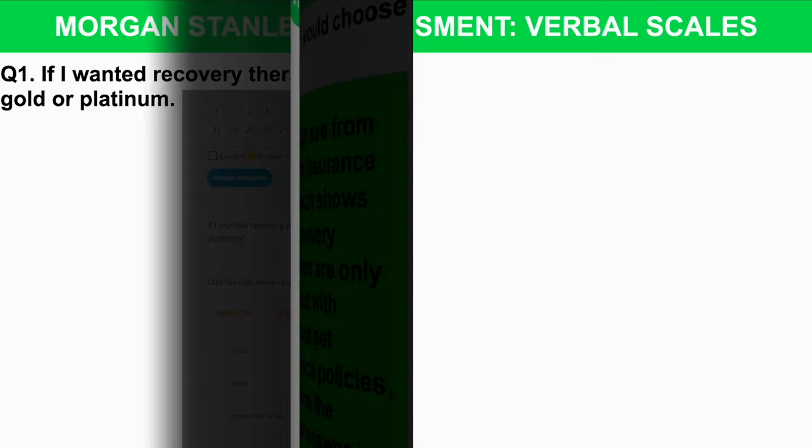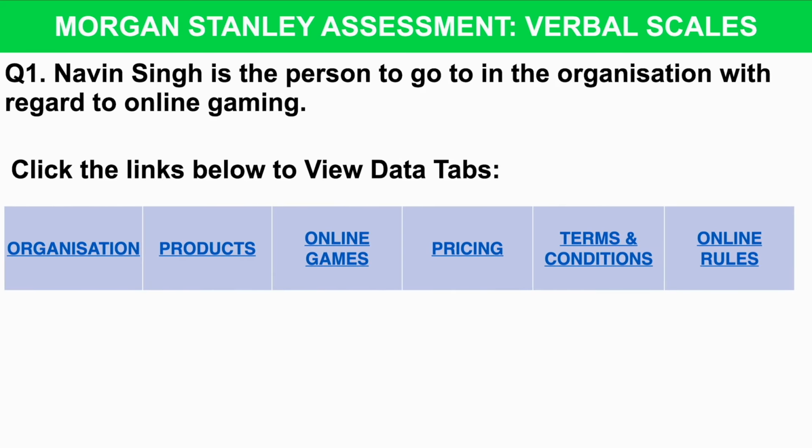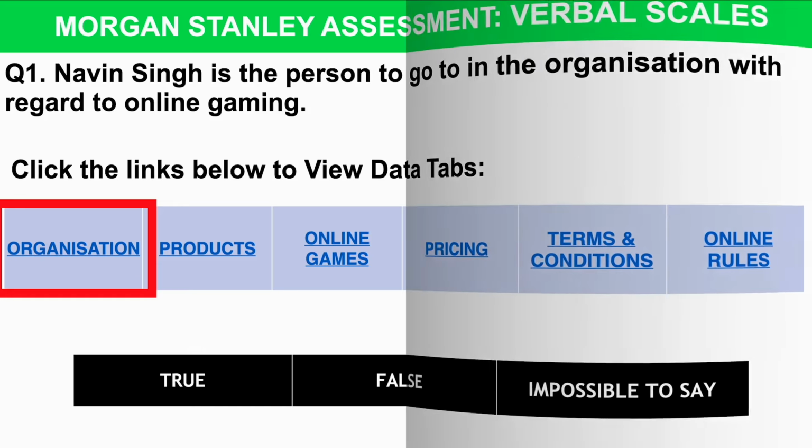Let's take a look at a practice question for you. So this statement is, Naveen Singh is the person to go to in the organization with regard to online gaming. Now, here are your 6 tabs. Which one would you click? Well, if it was me, I would click organization, even though there is a tab option there for online games, and we may want to try that. It appears to me the key word is organization here, as that is most likely to show the structure of the organization. So let's click that tab.